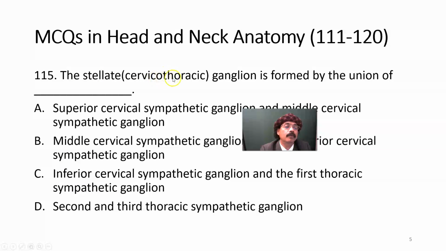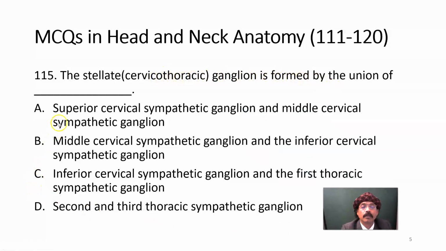The stellate or cervicothoracic ganglion is formed by the union of what? The superior cervical sympathetic ganglion and middle cervical sympathetic ganglion, middle cervical and inferior cervical sympathetic ganglion, inferior cervical sympathetic ganglion and the first thoracic sympathetic ganglion, second and third thoracic sympathetic ganglia. Answer should be the inferior cervical sympathetic ganglion and the first thoracic sympathetic ganglion. They unite to form the stellate ganglion because it looks like a star.